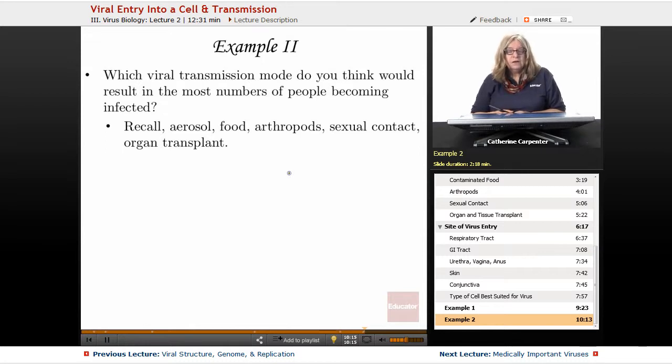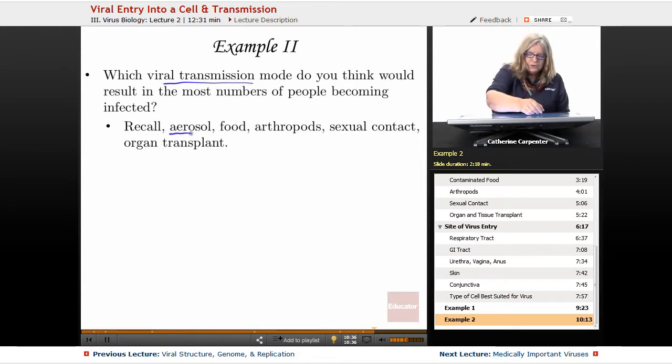So the second example is, which viral transmission mode do you think would result in the most numbers of individuals who become infected? Now, this again sounds like a rather easy type of question. One would conclude, well, of course, it's aerosol, and there's nothing wrong with that answer. However, one needs to really think about the question in relationship to where the infection occurred.